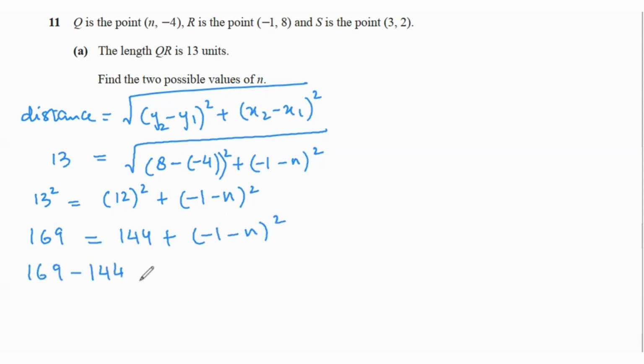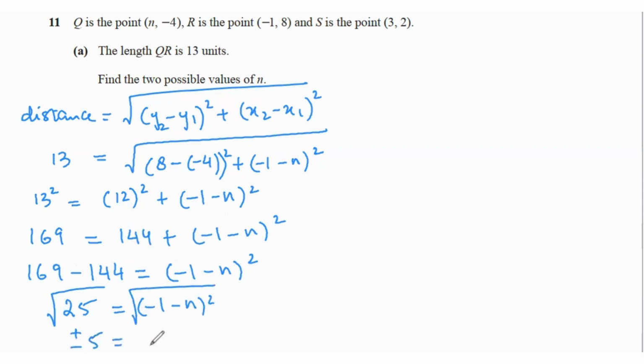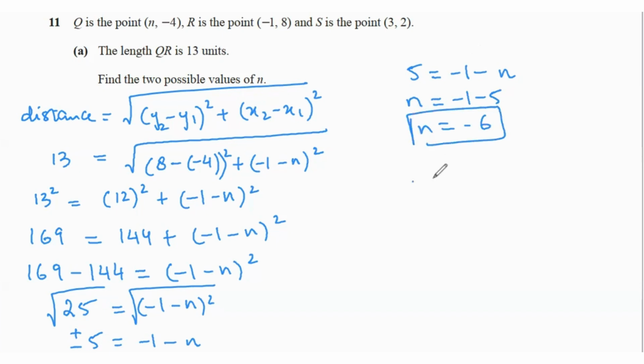169 minus 144 gives (-1 minus n) squared, that's 25. We can easily square root both sides to get rid of the square. So now we have plus or minus 5 equals -1 minus n. Positive 5 equals -1 minus n. We swap n and 5, so n equals -1 minus 5, and that's -6. That is one value. -5 equals -1 minus n. Swap them, n equals -1 plus 5, n equals 4. That is your second value of n.